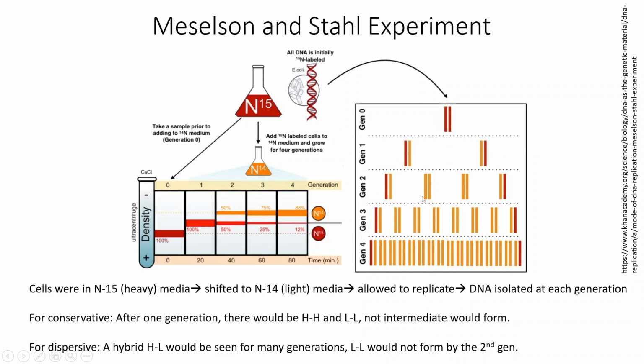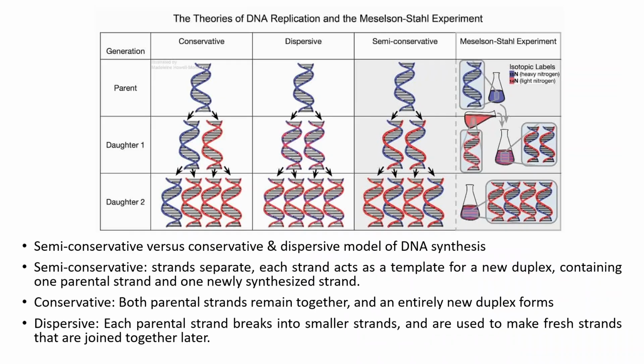And you would not see this majority of light light by the time the second generation comes, because here also there would have been mixing. So here, because they got a clear light light band, that means that there is no such huge amount of mixing that the dispersive model suggests. And so that's how the Meselson and Stahl experiment ruled out the conservative and dispersive modes of DNA replication and went ahead with what was initially posited but not well proved, that DNA replication is semi-conservative, right?